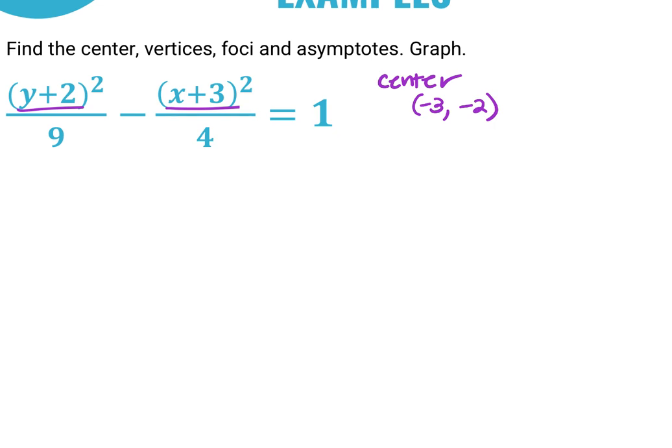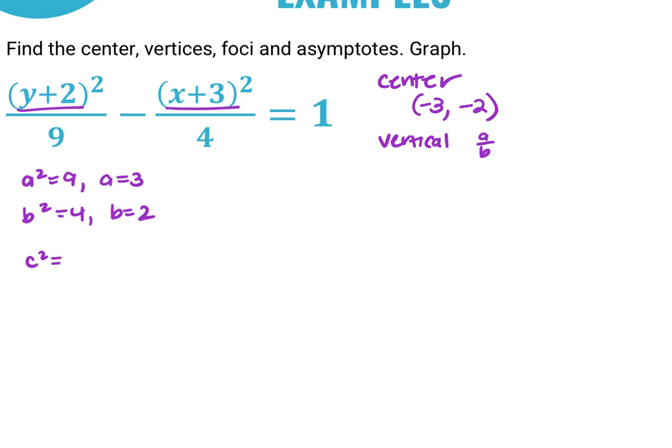What else do you know without having to do any arithmetic? It's vertical. It's vertical because the y comes first. Good. It's vertical, which I'm going to put over here. That means a over b because that helps me with my asymptote for later. The a squared is 9, which makes a 3. The b squared is 4, which makes b 2.